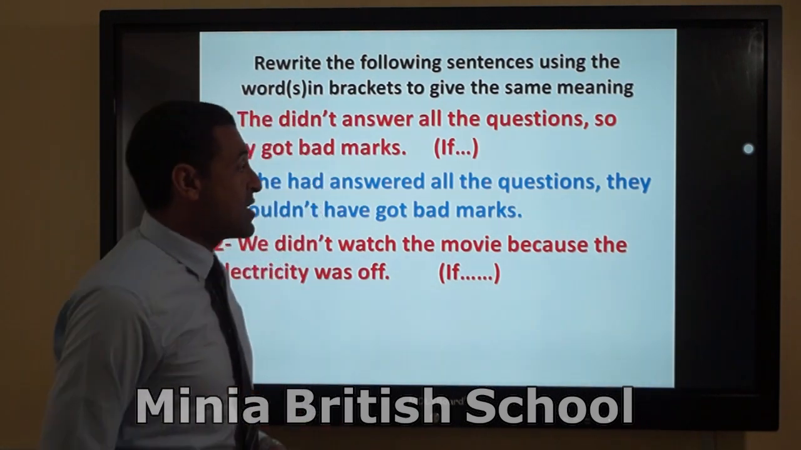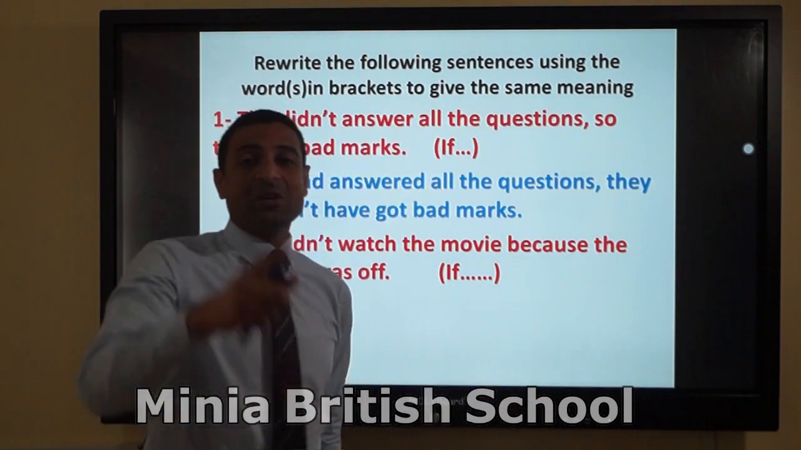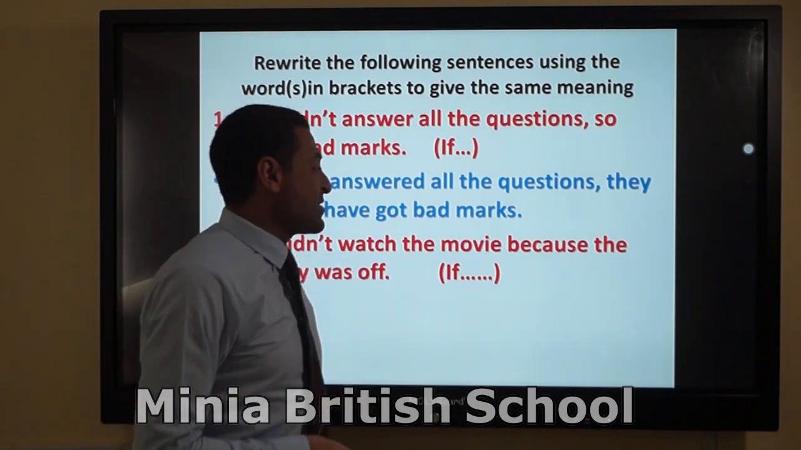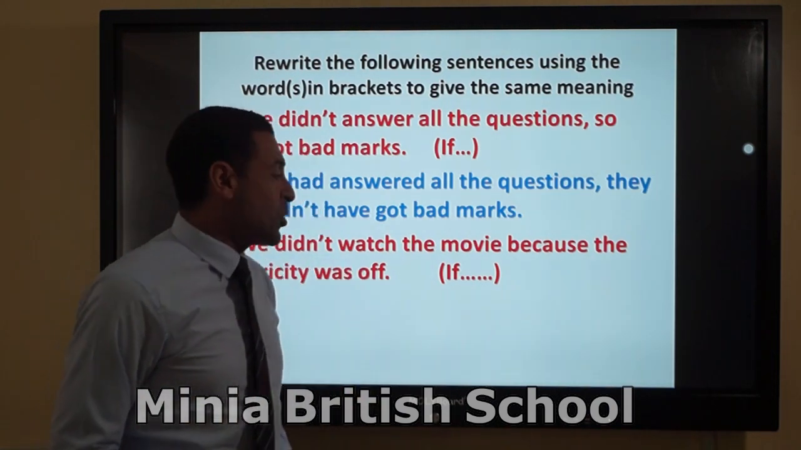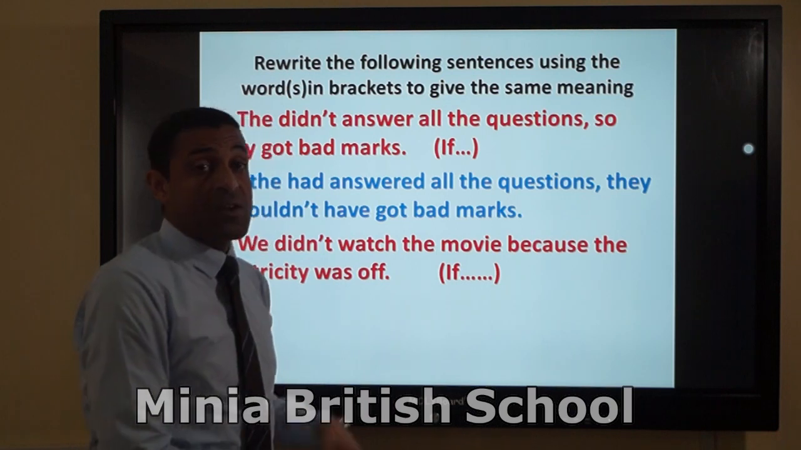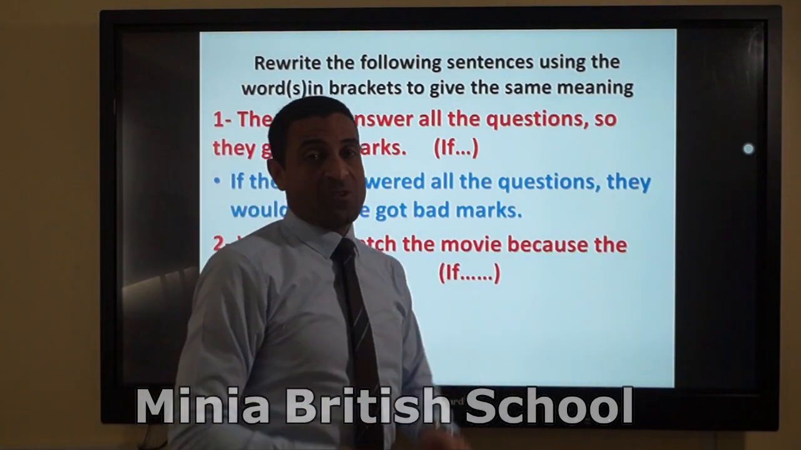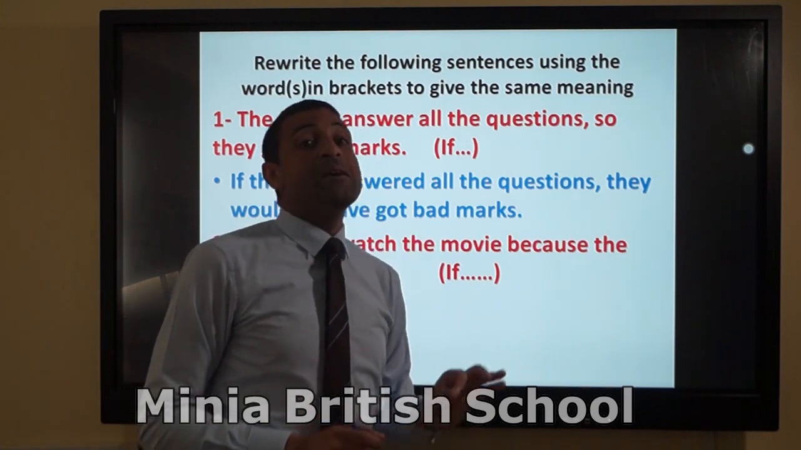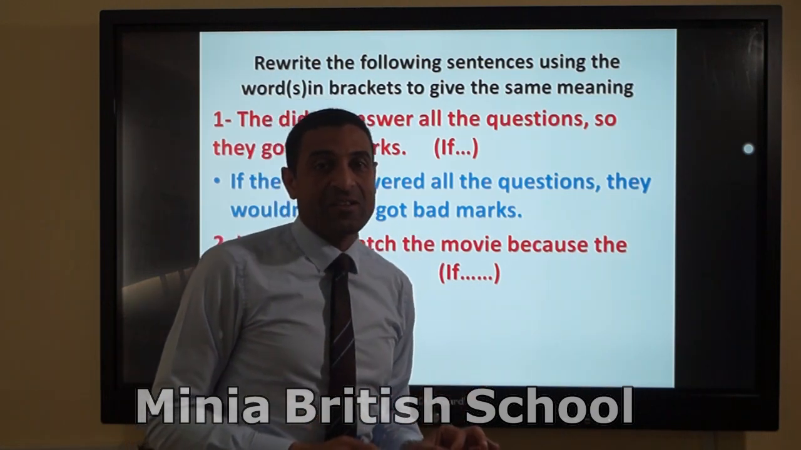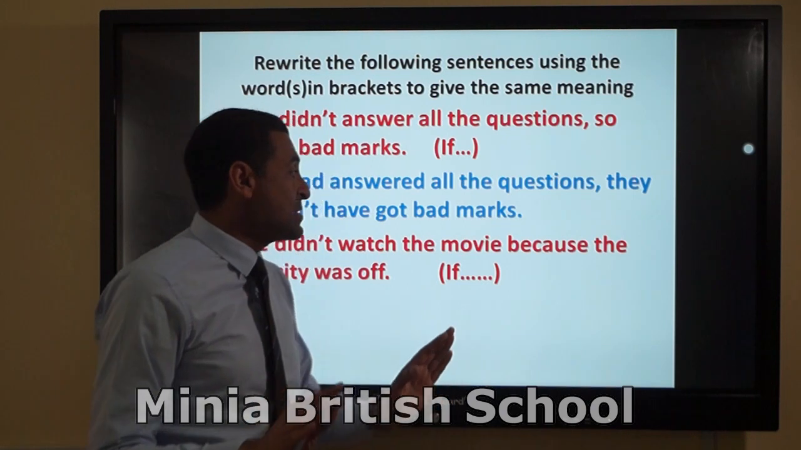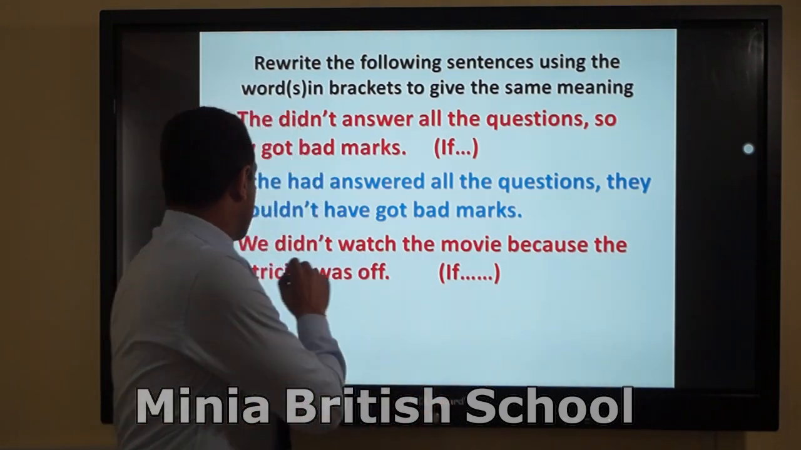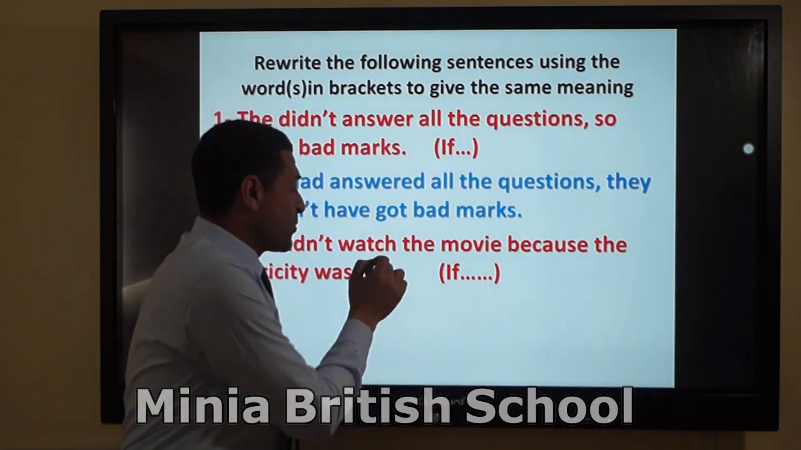Look at the sentence carefully. Oh, we have the word because. And when we have the word because, we use the if clause together with the clause that contains because. Okay? It's very easy. So here, this sentence, is it affirmative or negative?